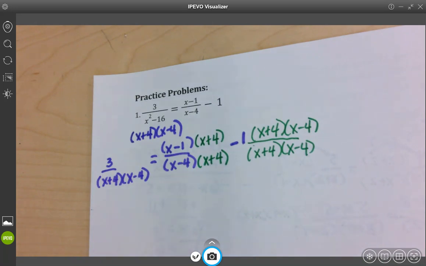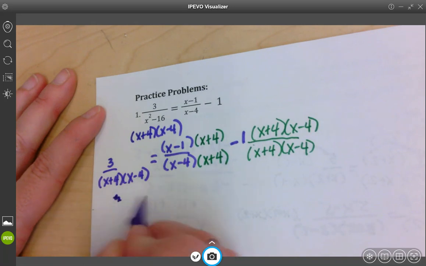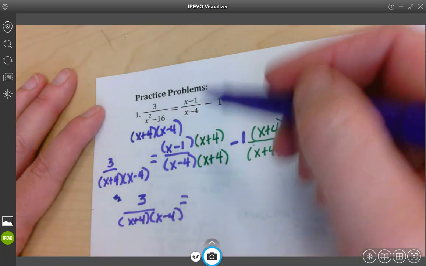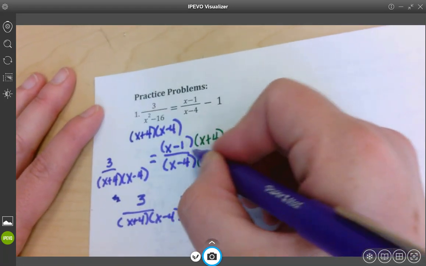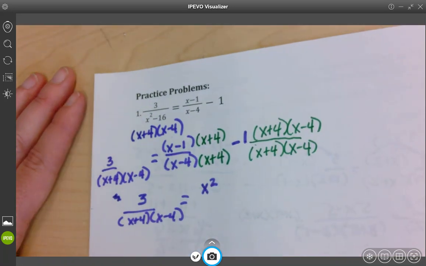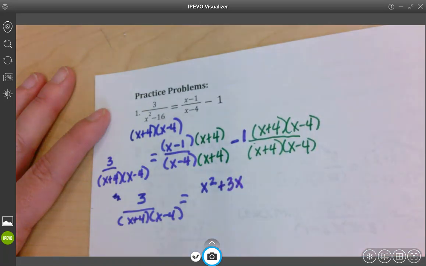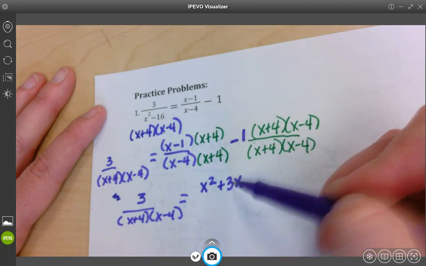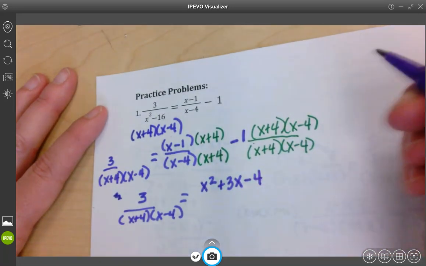All right, so first thing I'm going to do is just combine these two if I can somehow. So let me move this over a little bit. 3x plus 4, x minus 4. All right, so when I multiply this out, I get x squared. I get plus 4x and minus 1x, and those are like terms. Plus 4x and minus 1x, and that makes plus 3x. You guys see that I did two things at once there? I got 4x minus 1x, and so I wrote 3x. Negative 1 times 4 is negative 4.